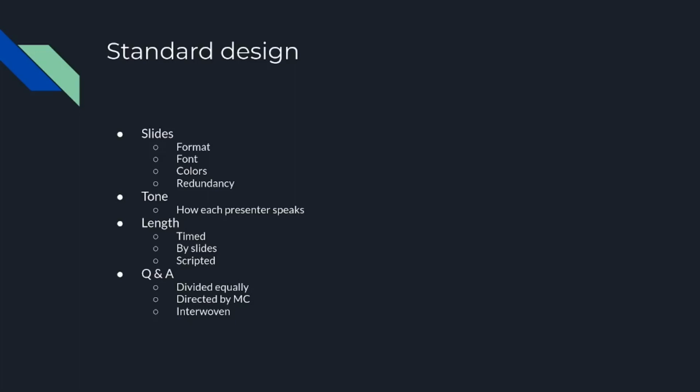Also, the tone must be standardized. This is how each presenter speaks. This depends on the context and the audience. So the tone in a highly professional engineer presentation may not be the same tone as someone giving a primary school class. This varies with your audience and must be decided beforehand in the rehearsals and with your team.